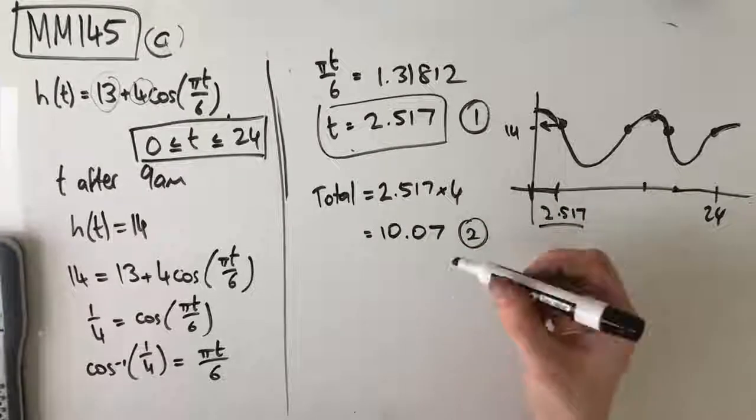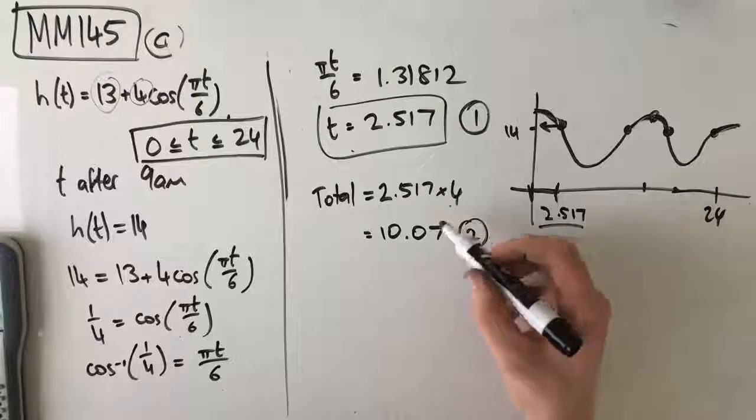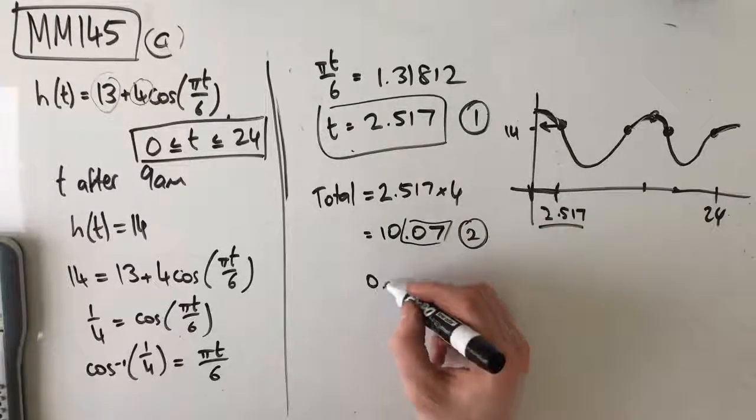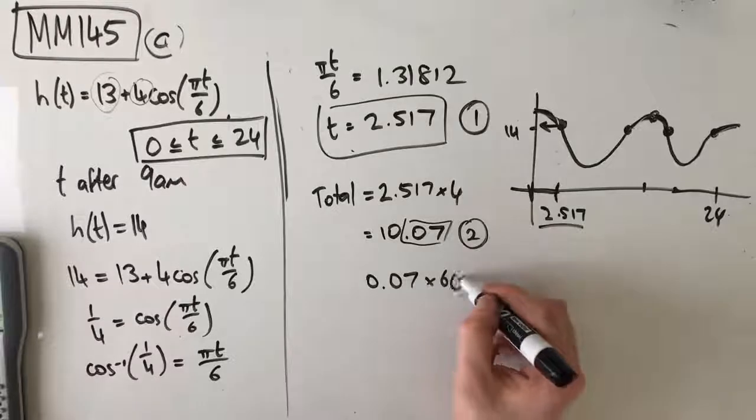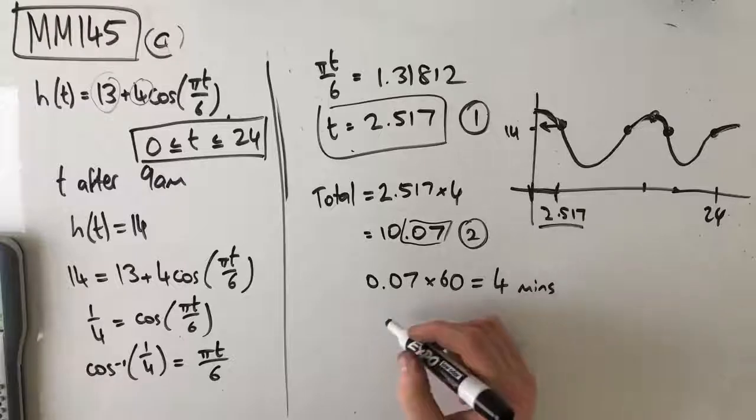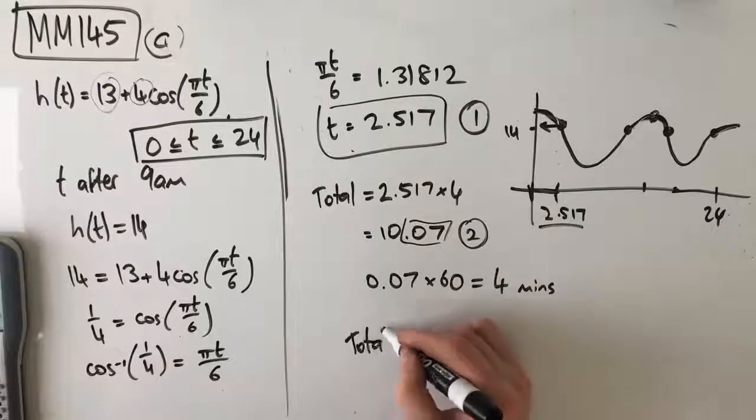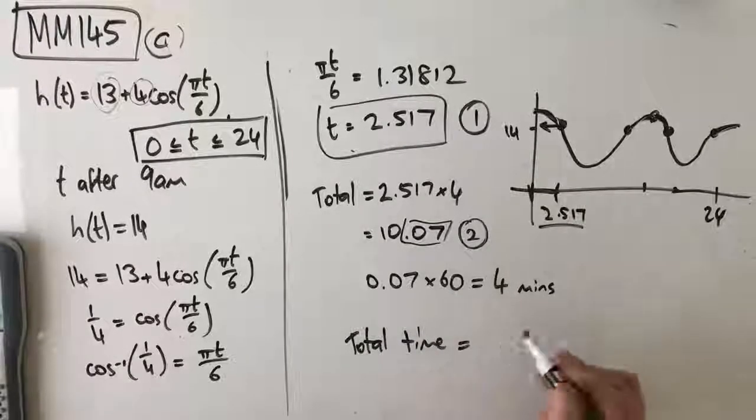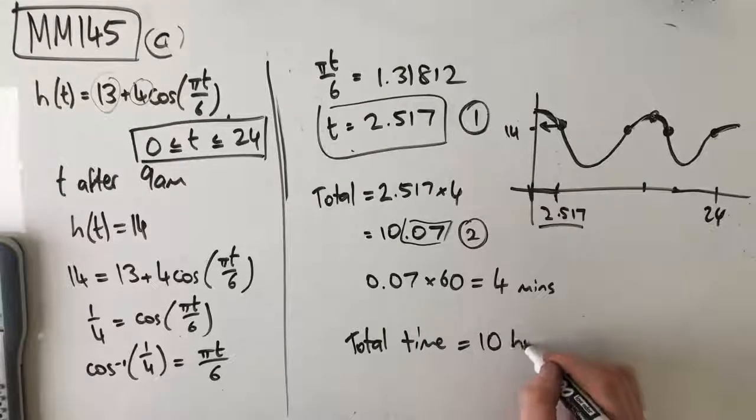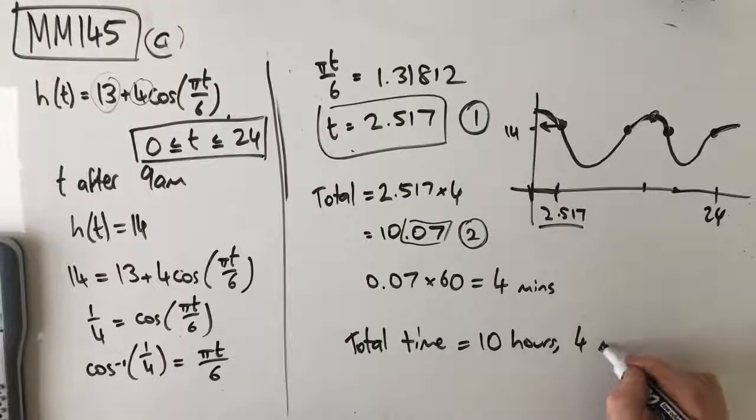But our question asks correct to the nearest minute. So we actually need to find out how many minutes 0.07 of an hour is. And the way that you do that is just by doing 0.07 times 60, which is equal to 4, which means that that's 4 minutes, right? So our final answer, total time, that it's a good fishing depth, is 10 hours, 4 minutes. And that is your third mark, guys.